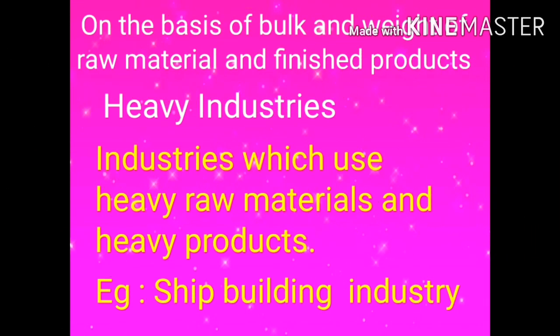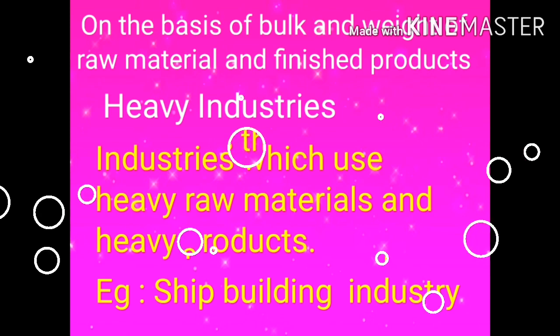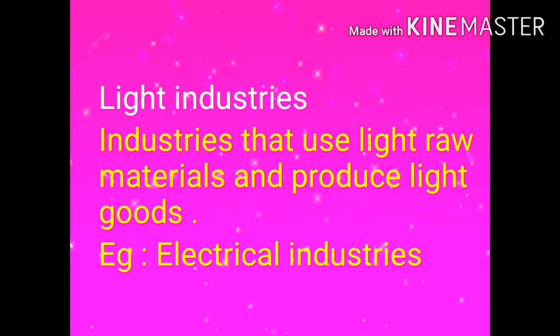And the last classification, on the basis of bulk and weight of raw material and finished products, industries are classified into two: heavy industries and light industries. Heavy industries use heavy raw materials and produce heavy products, for example, the shipbuilding industry. The next is light industries. Industries that use light raw materials and produce light goods, for example, electrical industries. Okay, my dear children, write these questions and answers in your notebook and study them.